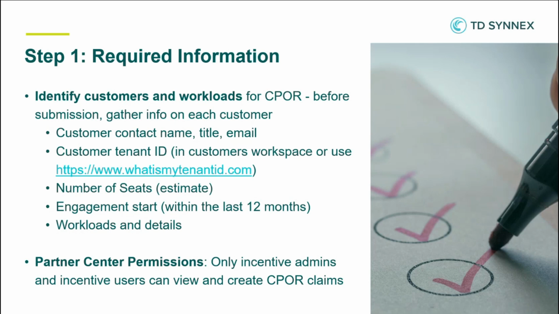doesn't have to be exact. You'll need the engagement start date. It is recommended that you do it within the last 12 months. Don't pick anything older than 12 months. You'll likely get rejected. And then you also need the workloads and details per workload. And I also want to point out that you will need certain Partner Center permissions. So only an incentives admin or incentives user can view and create CPOR claims.